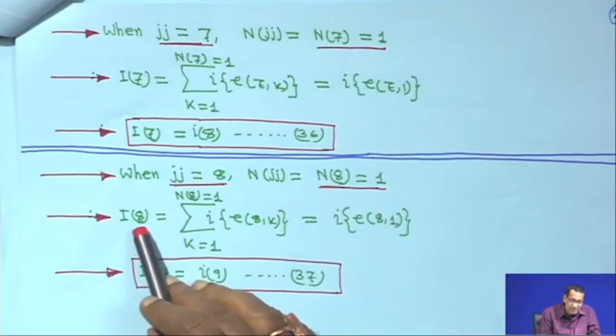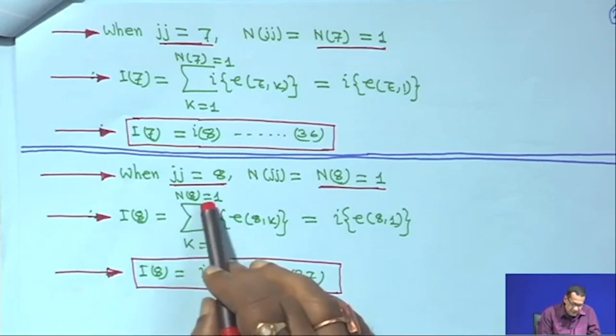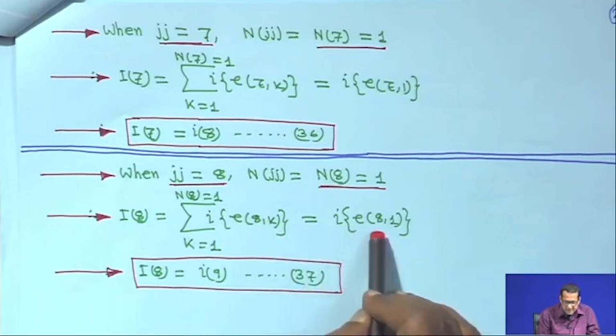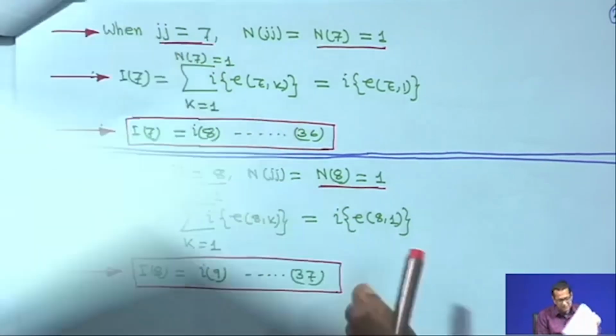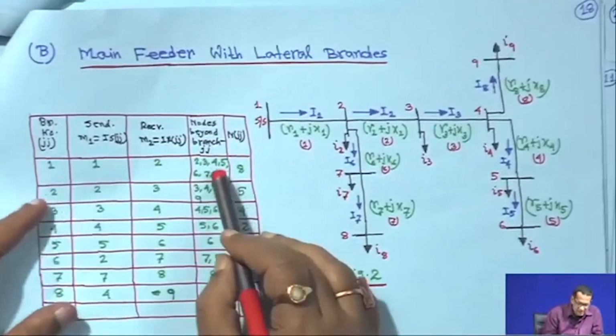Therefore, I8, that is the current through branch 8, is the sum for k equal to 1 to n of I e8k, that is I bracket e8 1, that is I8, which is equal to capital I8, which is I9. This is equation 37.